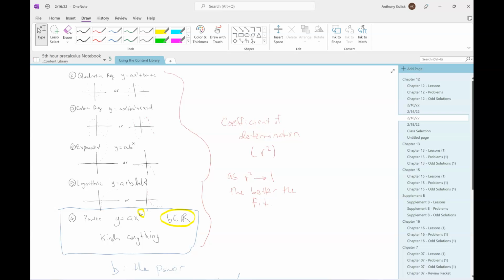And as that R squared value gets closer to 1, the better the fit is. Obviously, since R is squared here, it has to be a positive number, so it can't be negative. So the R squared value is stuck between 0 and 1. 1 is a perfect fit. 0 is absolutely no fit. The closer to 1 you get, the better fit you have.